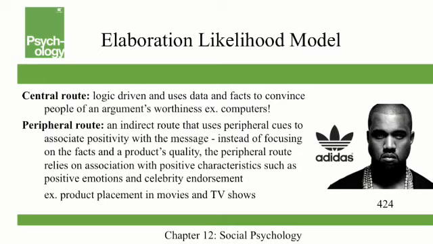For example, if you're buying computers, you might want to base it on speed, how fast the processor is, how large the screen is, those sorts of factors rather than who's endorsing it. The peripheral route is an indirect route that uses peripheral cues to associate positivity with the message. Instead of focusing on the facts and a product's quality, the peripheral route relies on association with positive characteristics, such as positive emotions and celebrity endorsements. An example of this is product placement in movies and TV shows.